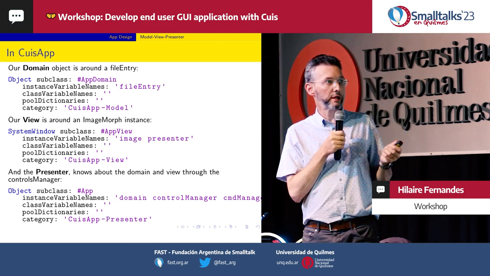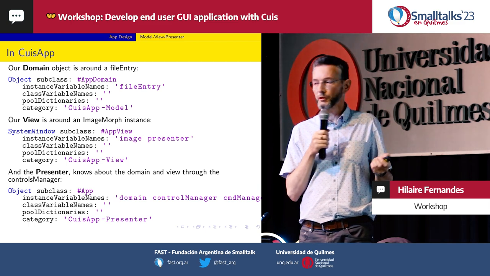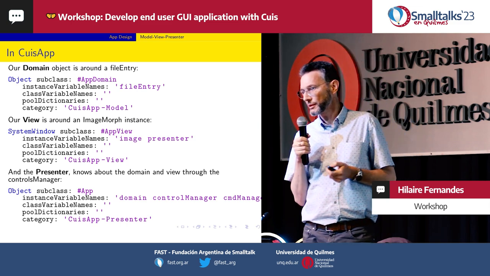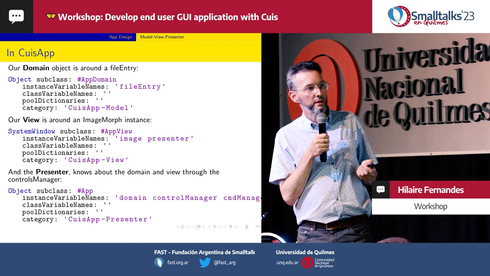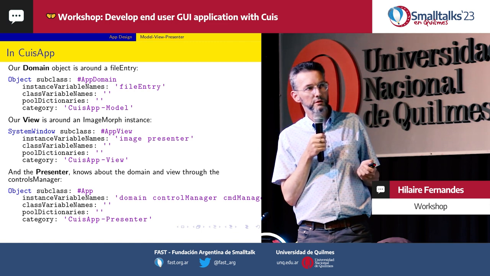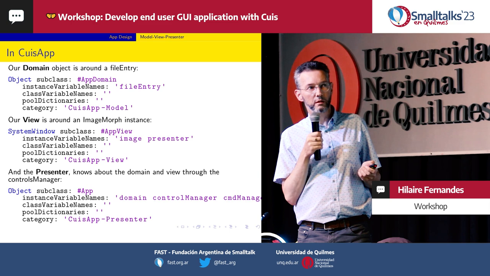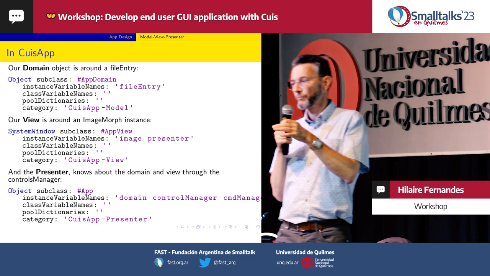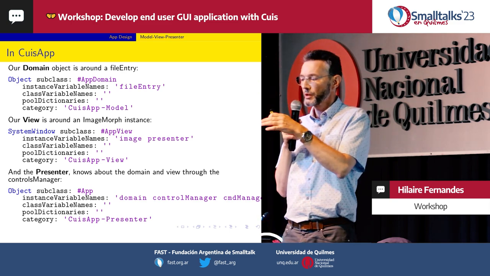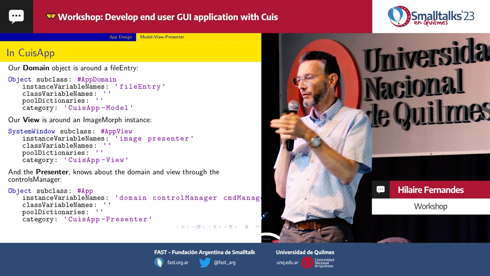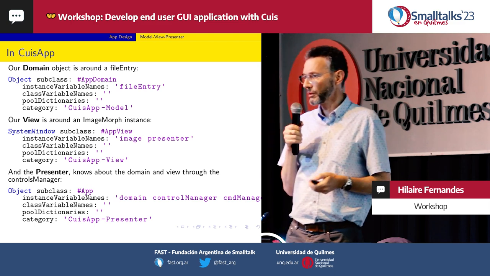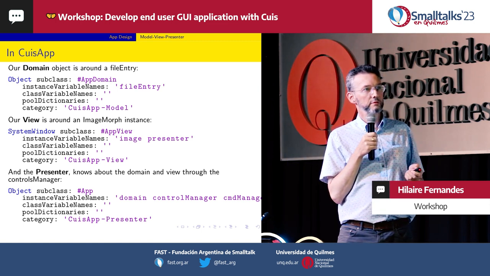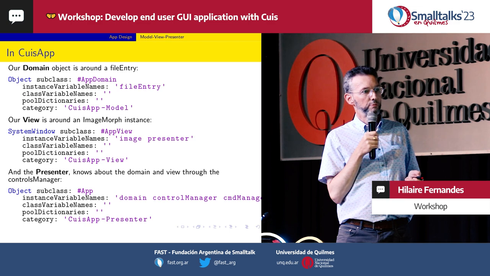We could have done without a domain, or just say, let the file entry be our domain. That would be enough. Yeah, that would work, but then we will have some problem if, for example, we want to present a meaningful name for the file entry, just the file name without the path, without the extension. So we will have a problem if we want to do that. So you can see no attributes on the view.